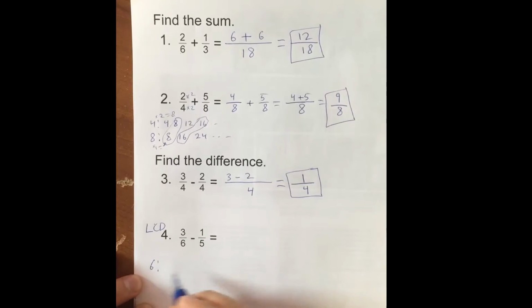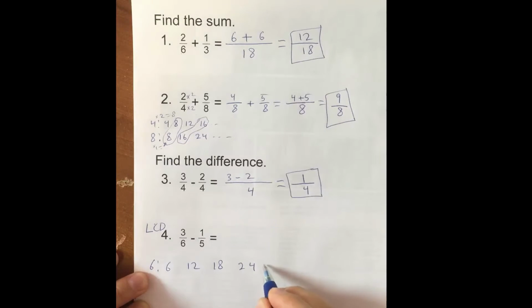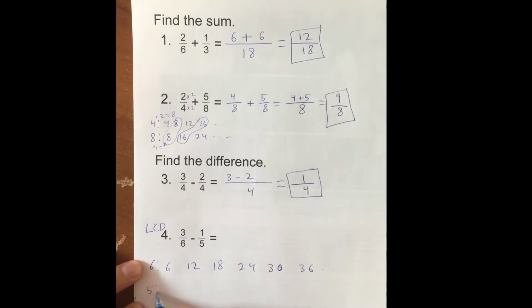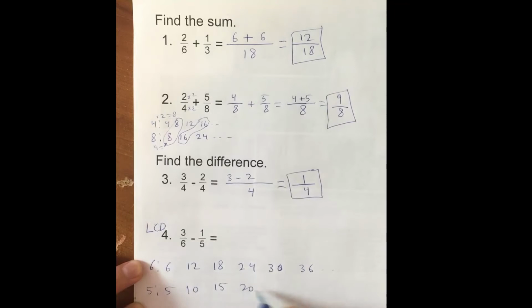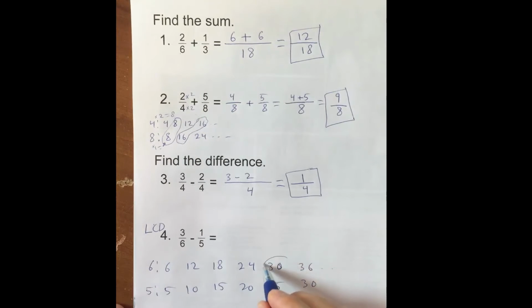Now using the second method, using the lowest common denominator, again write the multiples of 6. 6, 12, 18, 24, 30, 36, and so on. The same thing with 5. 5, 10, 15, 20, 25, and 30. Okay, now if you look, we have to find a common number. These two are not common, so when you look at it, nothing is common except 30.